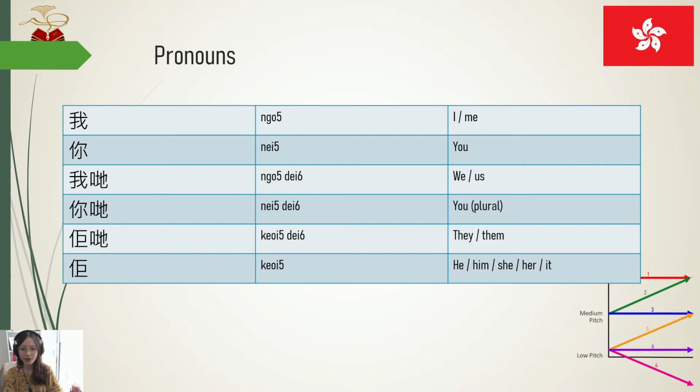Then you have you, plural, or you guys, the way I like to describe it. 你哋. Then we have they or them. 佢哋.